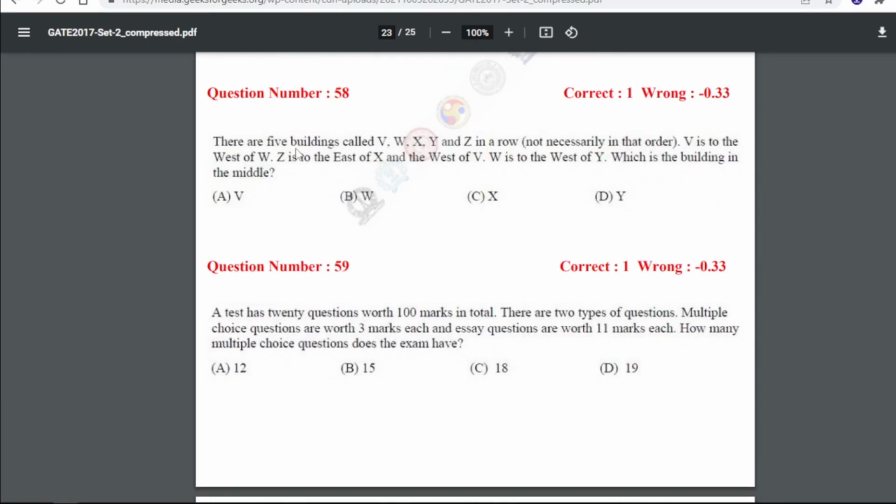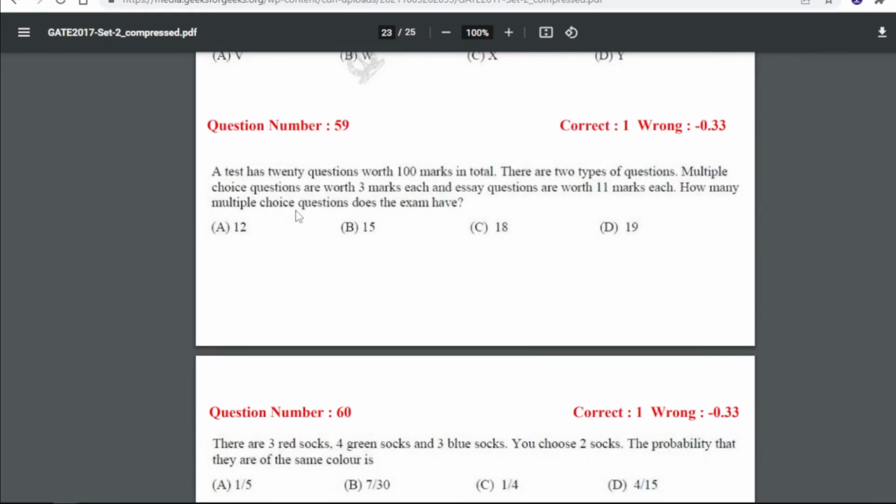58 is, there are 5 buildings called V, W, X, Y and Z in a row, not necessarily in that order. V is to the west of W, Z is to the east of X and the west of V, W is to the west of Y, which is the building in the middle. So for 58 our answer is A, that is V, right?